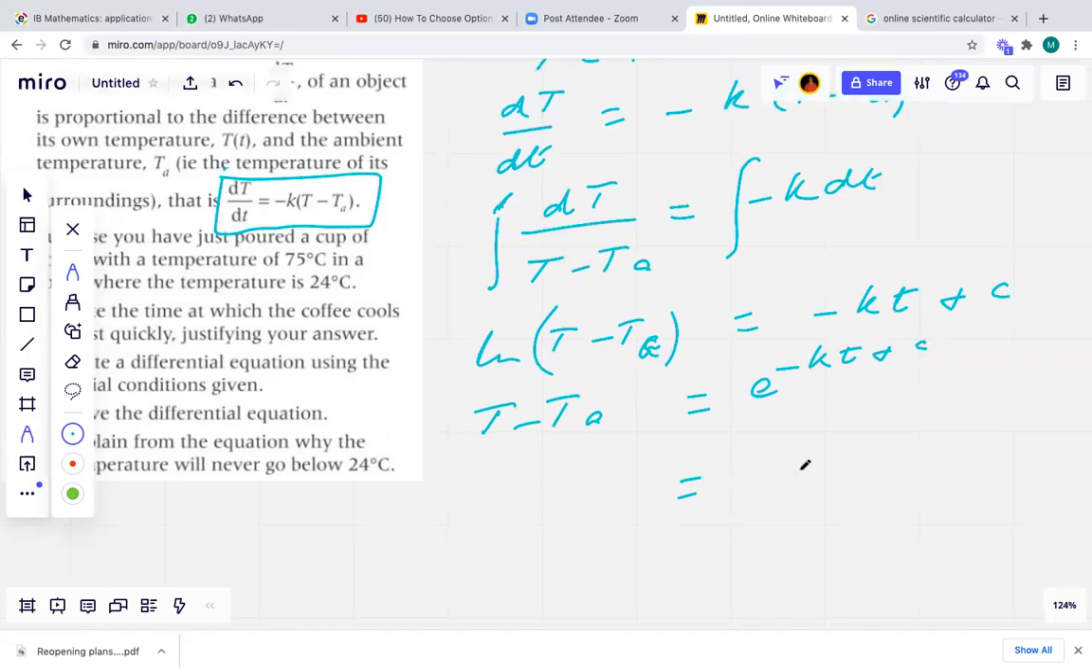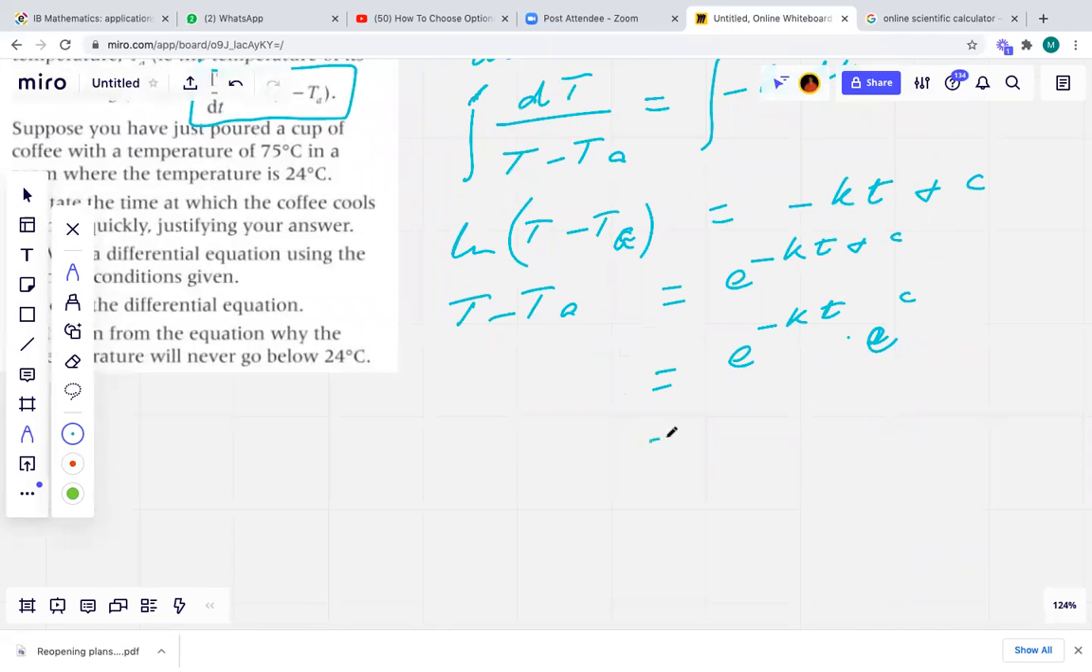That's equal to e to the power minus kt times e to the C. What will this be? Actually, C is a constant, so e to the C is also a constant. Suppose we call it lambda. So T minus Ta equals lambda e to the power minus kt. Sir, how are we getting this part, T minus Ta equals e to the power minus kt plus C?